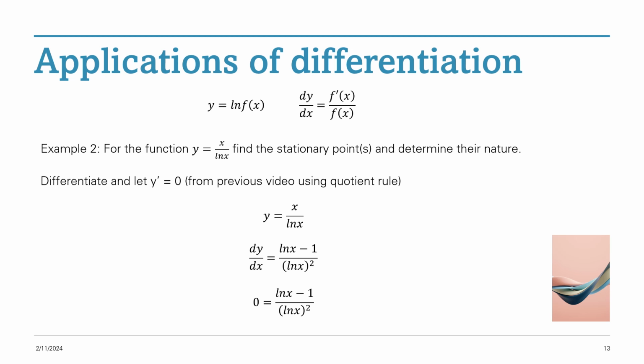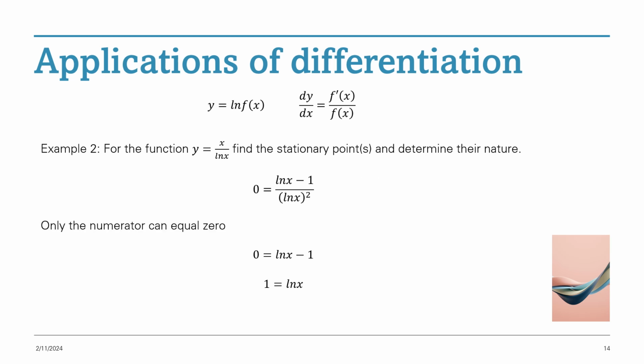So you've got x over ln x. When you differentiate that, you get (ln x minus 1) over (ln x) squared. So we let that equal 0. Remember, the denominator cannot equal 0, so the only solution is what's on the numerator. So ln x minus 1 equals 0, so ln x equals 1. That's log base e of x. So since it's base e, x equals e to the 1. So that's our x value.